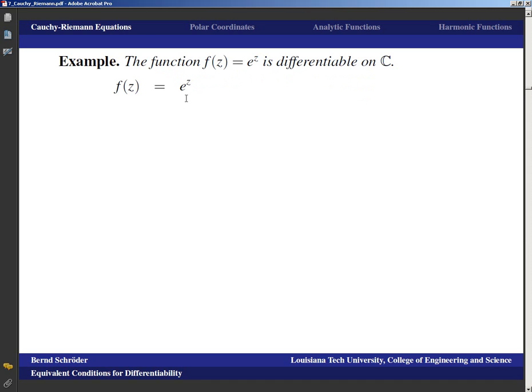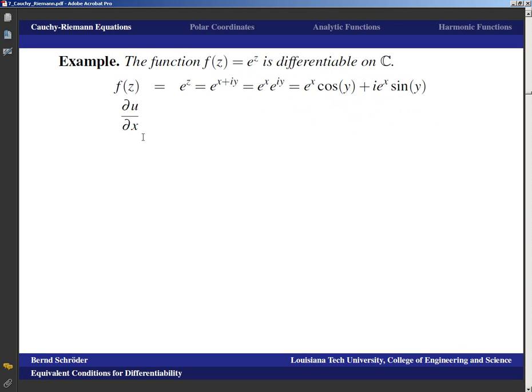f of z is e to the z, which is e to the x plus iy, which is e to the x e to the iy, which is e to the x cosine y, plus i e to the x sine y. That's the definition of the function e to the z, the way we've introduced it. And now we would have to deal with difference quotients here. You could see that that can get rather epic.